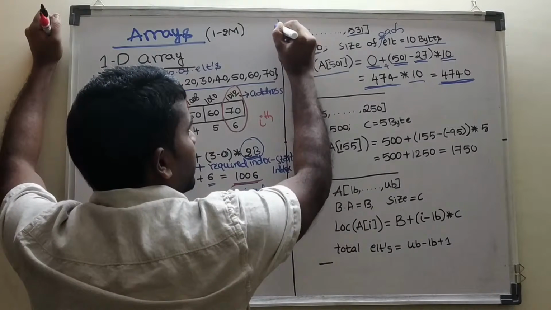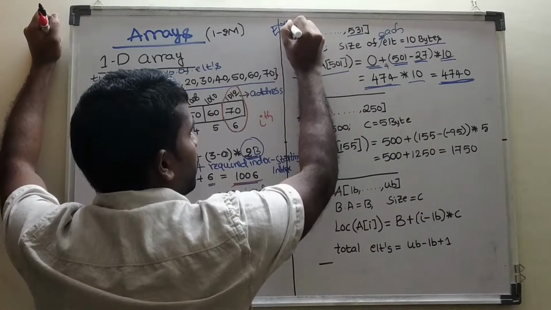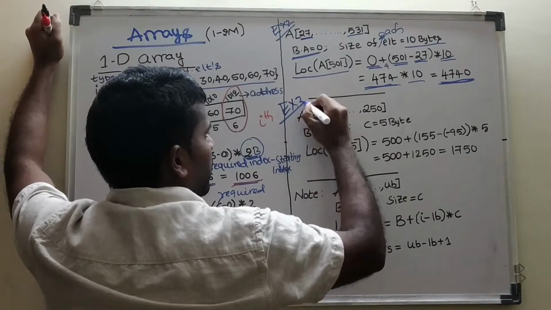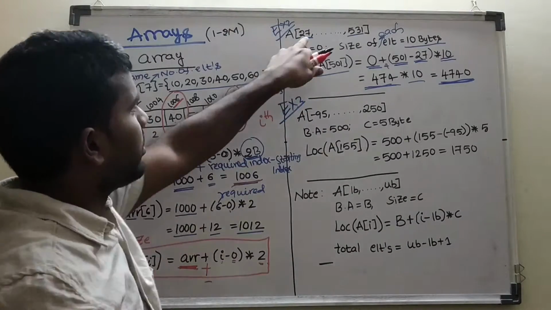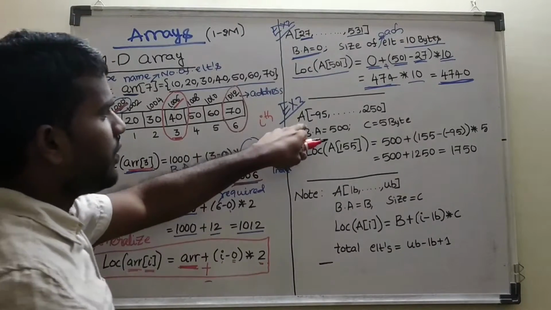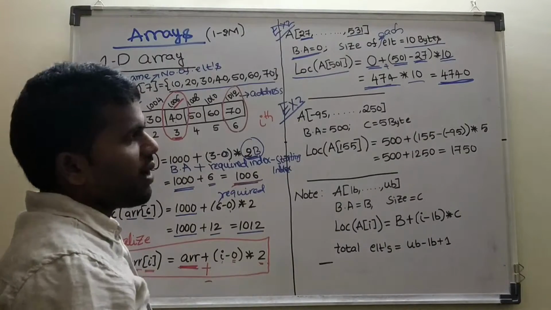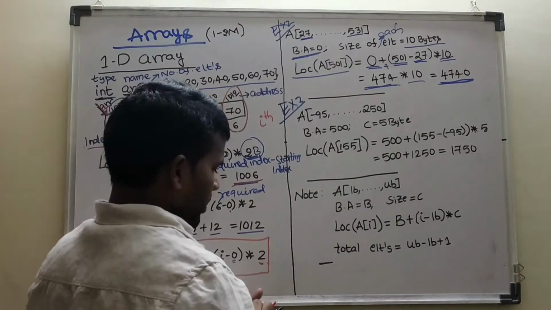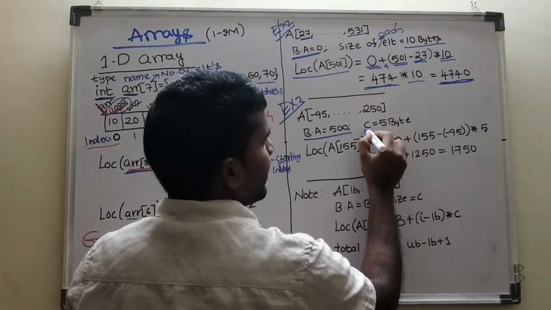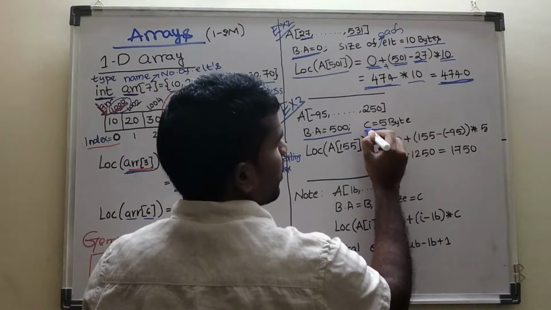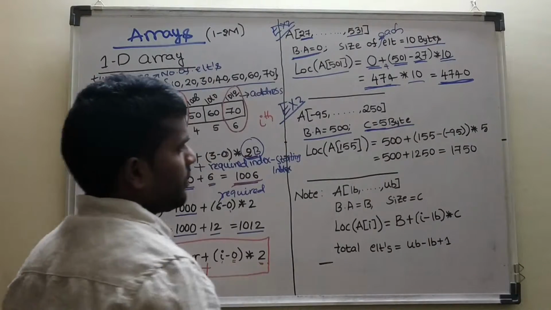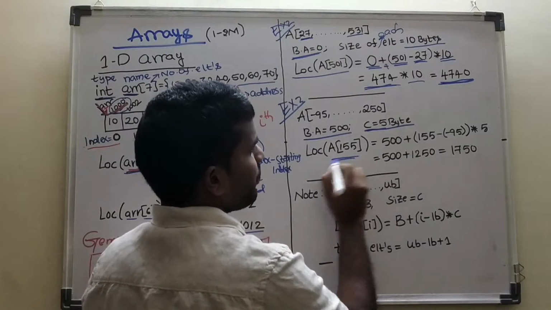Okay, if you see the other example, this is example 2. Here we have taken indices above 0; in the earlier one we started exactly at 0. Now we will see what happens for minus. If we take minus, what will happen? Here the base address is 500, and each integer or character or whatever it is, the element size is 5 bytes. So what is the location of 155?